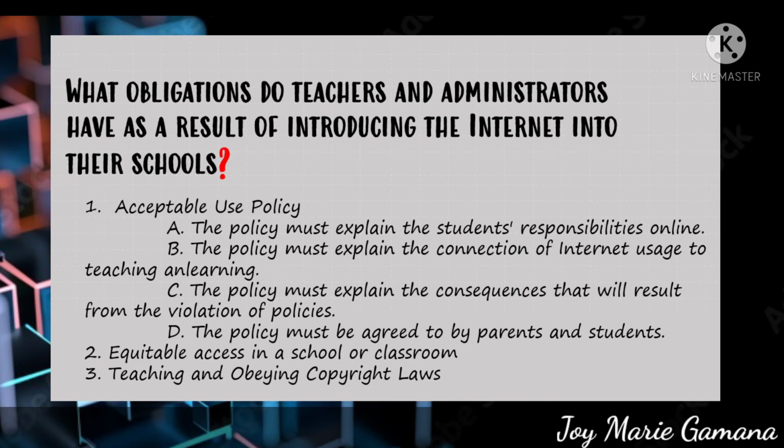First, acceptable use policy. We have here 4 policies. The policy must explain the student's responsibilities online. The policy must explain the connection of internet usage to teaching and learning. The policy must explain the consequences that will result from the violation of policies. And lastly, the policy must be agreed to by parents and students.